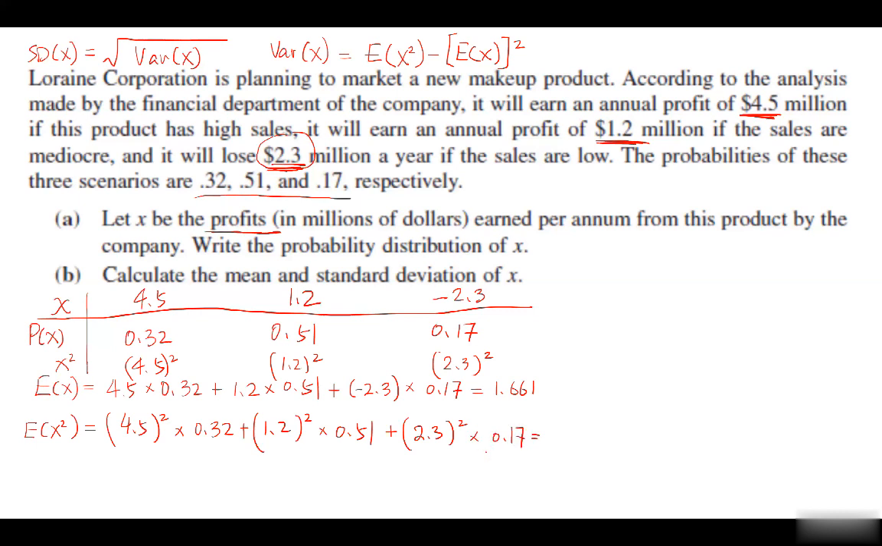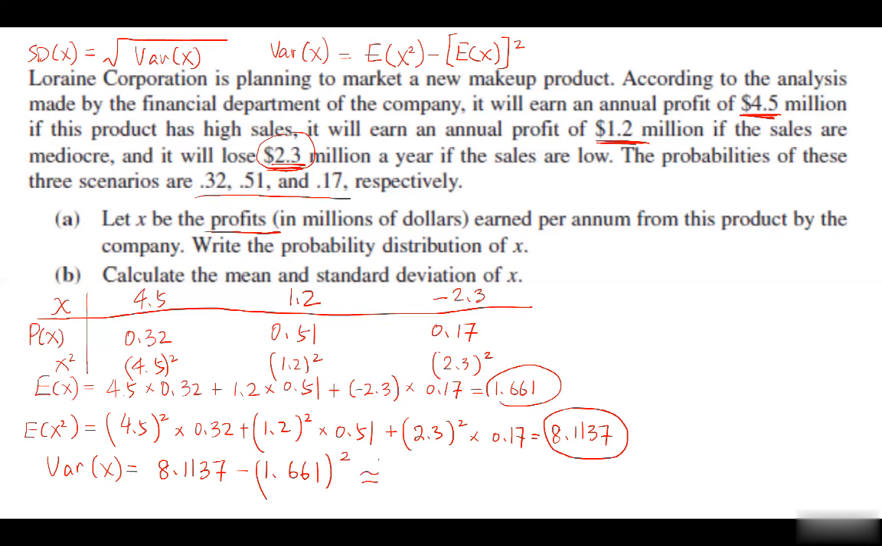And this value is approximately 8.1137. Okay, so we need to put these values into the formula to calculate the VAR X. So VAR X is 8.1137 minus 1.661 squared, which is approximately, okay, let's calculate this number.